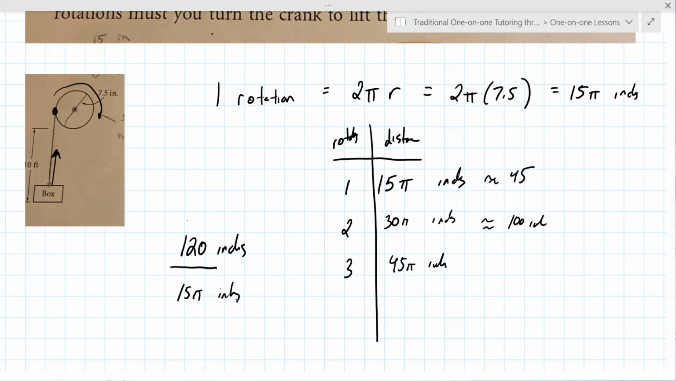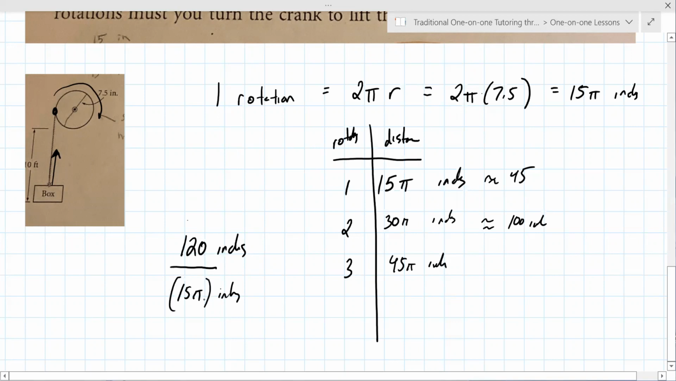So 45 inches is like 3.7 meters. Well, go to your calculator and calculate 15 times pi. I can tell you're really uncomfortable with the designation with pi. It's 47.124 inches.